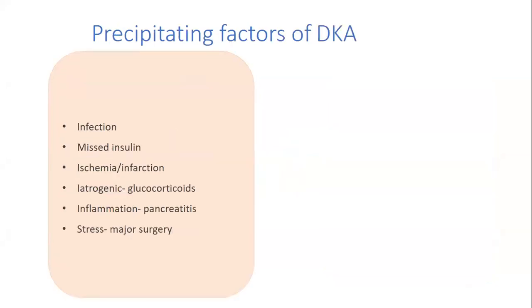The precipitating factors for DKA. So anything that will cause increase in counter-regulatory hormones, infection or stress, any situation that will increase stress levels in the body. So infection, ischemia or infarction, glucocorticoids, inflammation like pancreatitis, major surgeries, and also missed insulin.